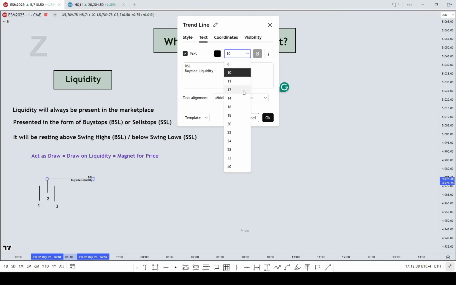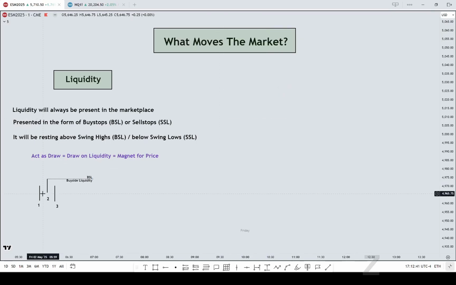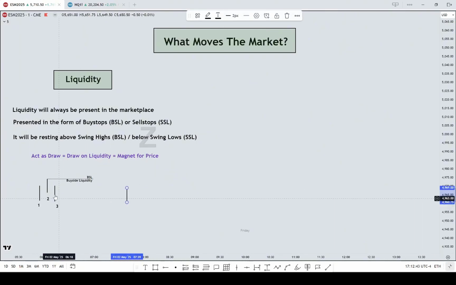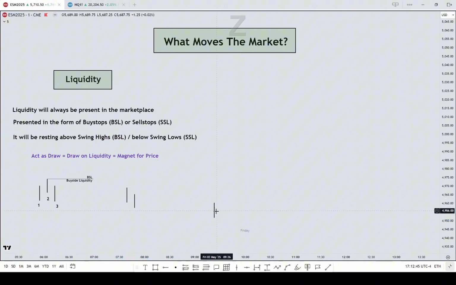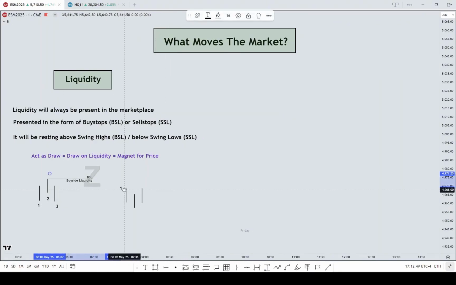Let me make this one bigger for you, like that. And the same thing is going to be used for sell side liquidity right here. So you have swing low, candle number one, candle number two, and then candle number three.